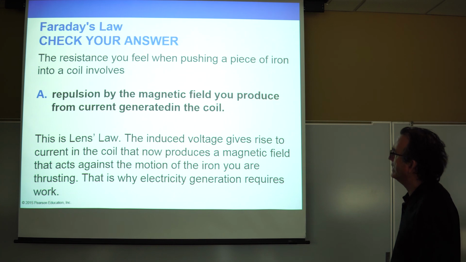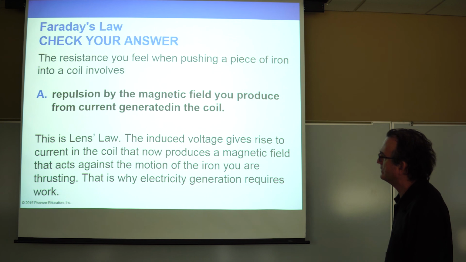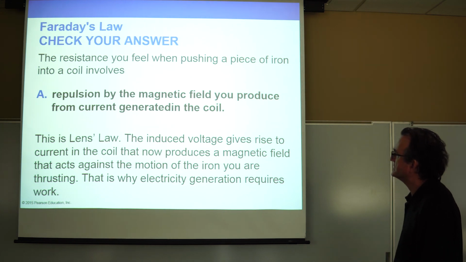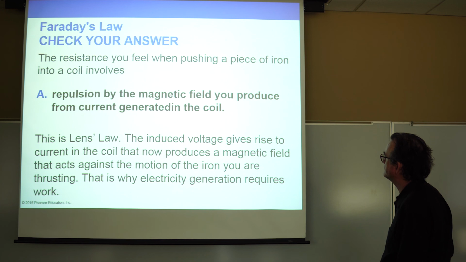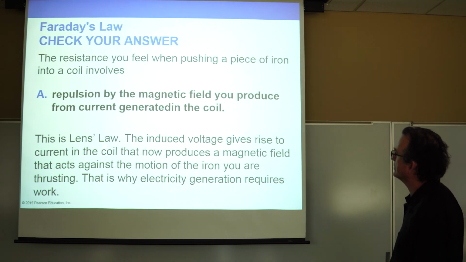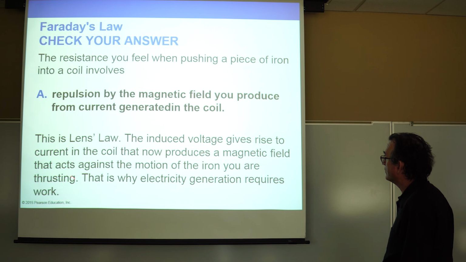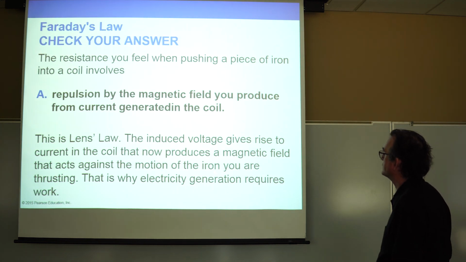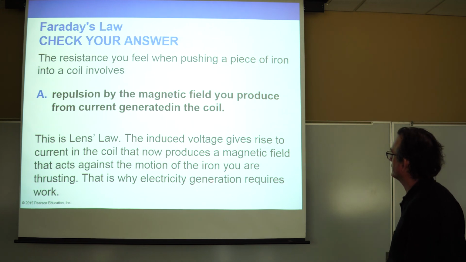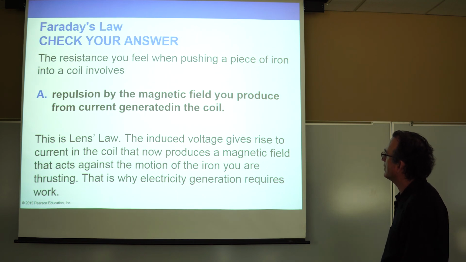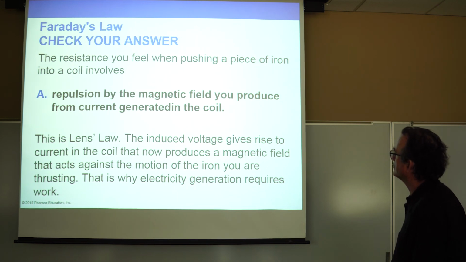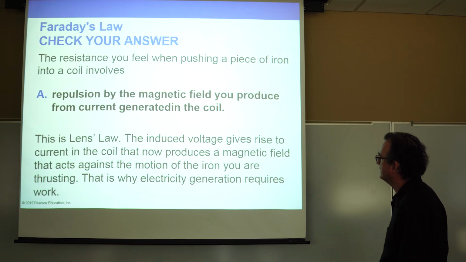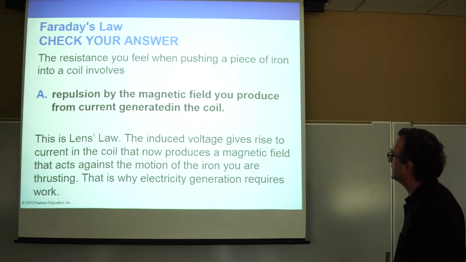Now this is another way that we express a law that is derivable from, or is a corollary of, Faraday's law, which is stated as Lenz's law. It says that the induced voltage gives rise to a current in the coil, and that current that is created in the coil produces a magnetic field that acts against the motion of the iron that you are thrusting. That is why electricity generation requires work. Even if you have no resistance or no friction in your system at all, you still have to do work in order to generate that electricity. There's no system in which we can do it otherwise.